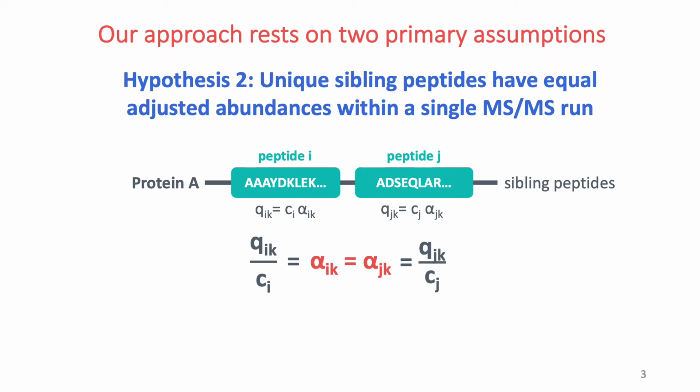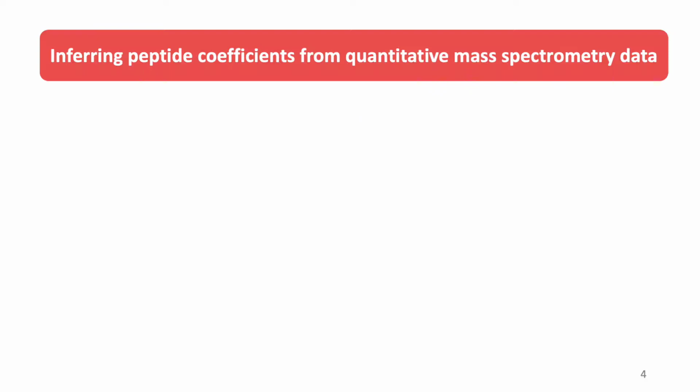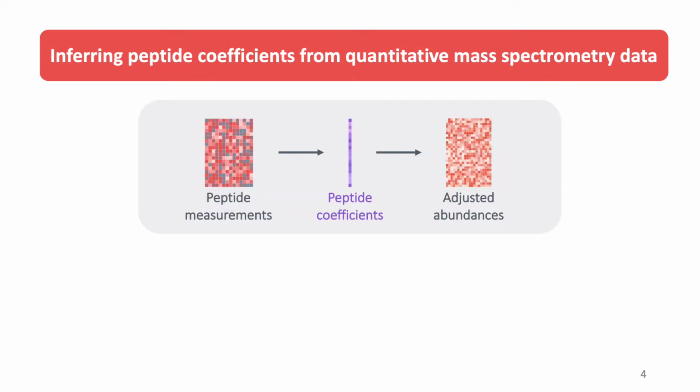So the key idea here is that if these peptides occur once, and if they occur on the same protein, then their measurements should be the same. So our goal is to infer coefficients C_i and C_j such that we make the adjusted abundances equal. We use these two assumptions to infer peptide coefficients from the peptide measurements to reveal the adjusted abundances.